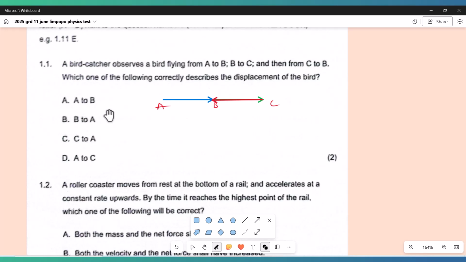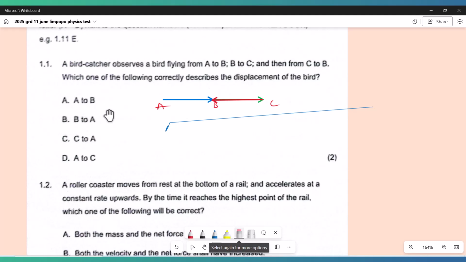Now displacement is defined as the shortest distance between the starting point and the end point. If you check from where the bird started, it began from point A. Where is it now? At point B. So our displacement is going to be from A to B. So the answer is A.